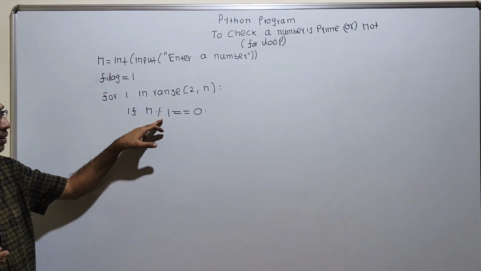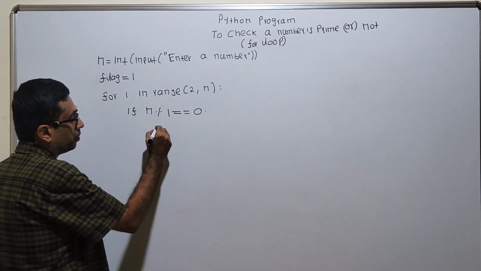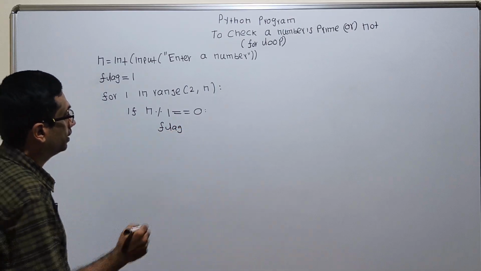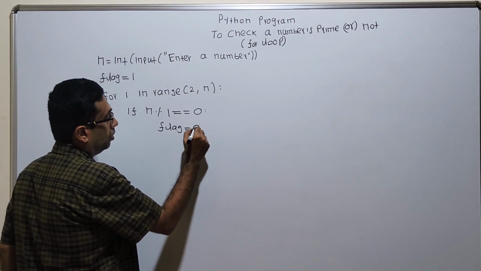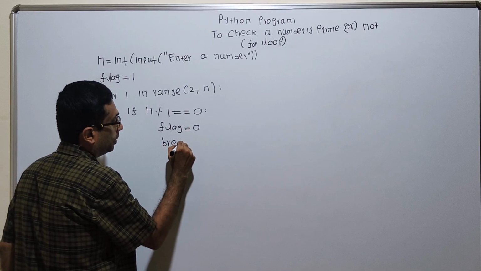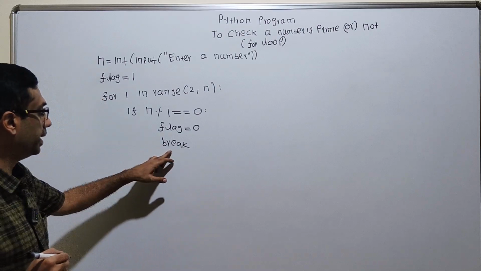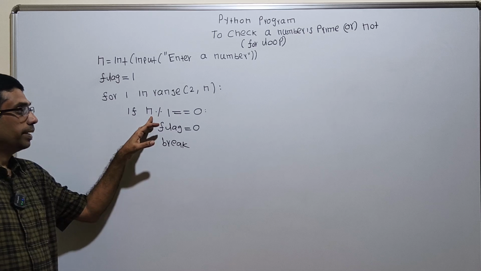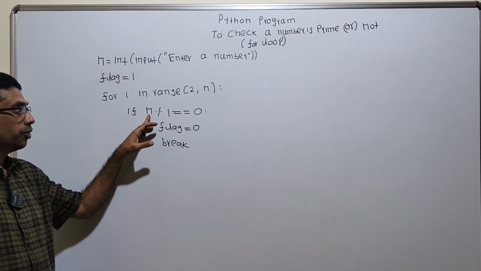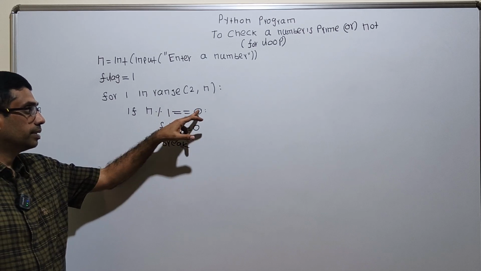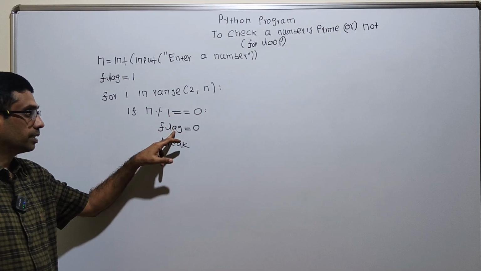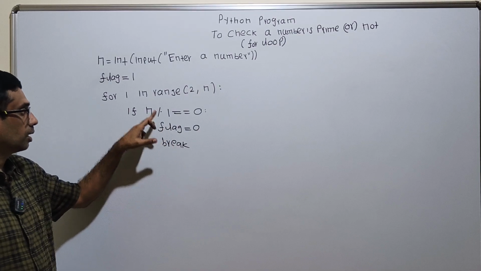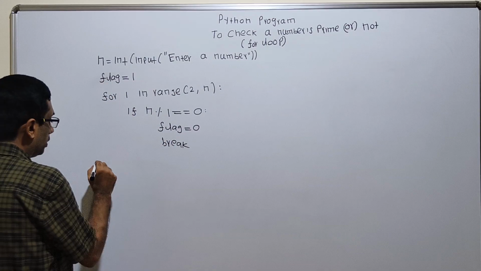Okay, so if the remainder is 0, I am changing the value of the variable flag equal to 0, and I am giving a break statement. If the break is encountered, the control will come out of the loop. The modulo operator always returns a remainder. When you perform n modulo i and the remainder is 0, this condition is true. It will change the flag to 0 and the break statement will be encountered, and the control will come out of the loop.